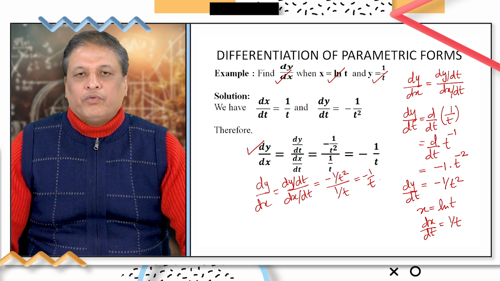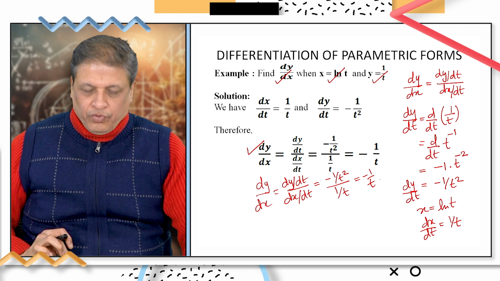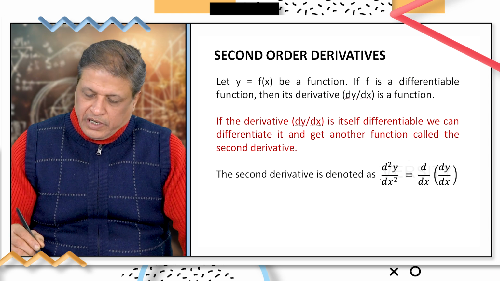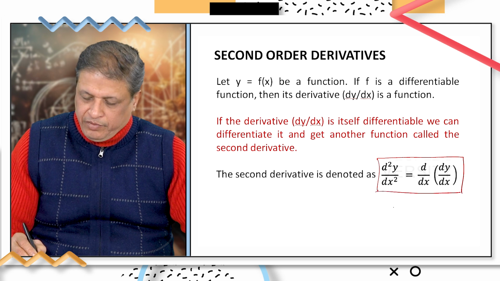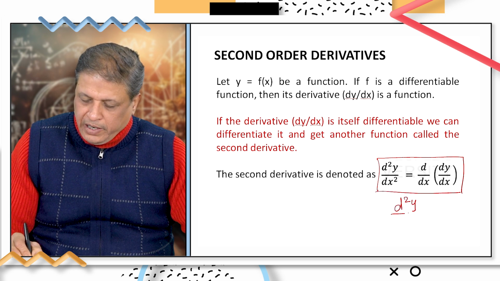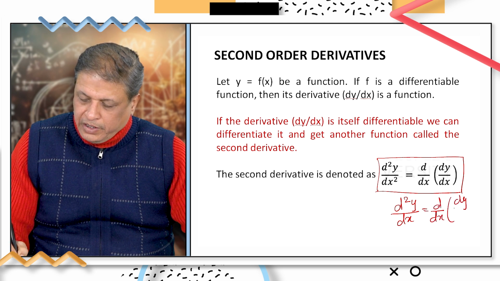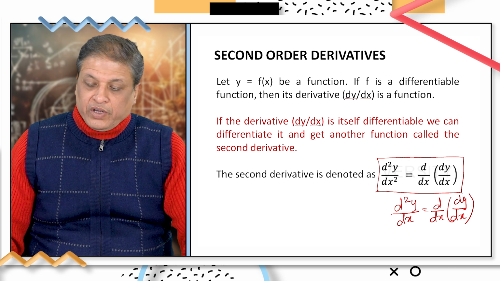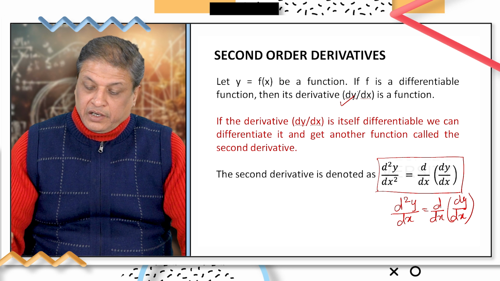Given the two variables x and y in terms of the parameter t, you can find the differentiation of y with respect to x. So let's extend our discussion to the second order derivative, that is the derivative of the derivative. The second order derivative, that is d2y by dx square, is nothing but d by dx of dy by dx. So we are differentiating the derivative. If y is equal to f(x) is a function and f is a differentiable function, then the derivative dy by dx is also a function, and it itself should be differentiable.